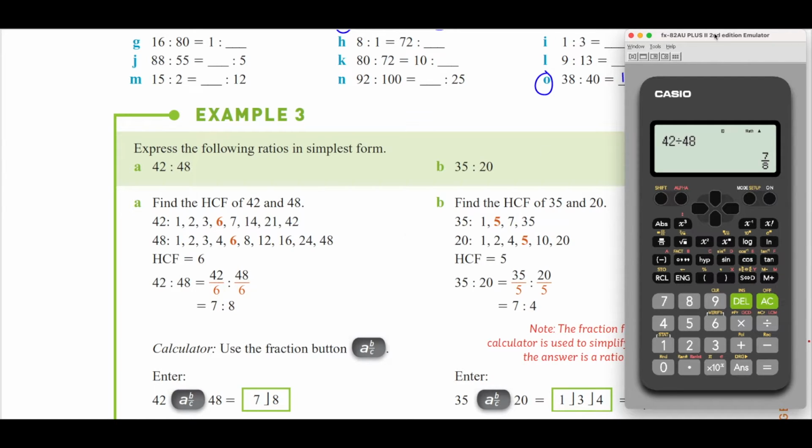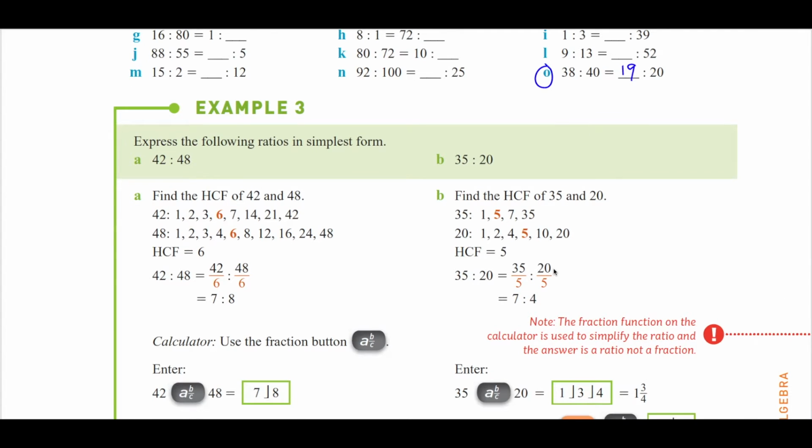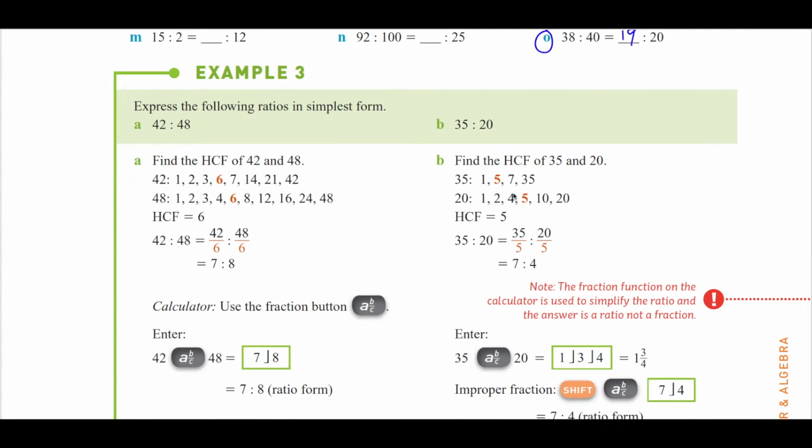Let's take a look at the next question. 35 to 20. You can either type this or you can type that: 35 divided by 20, it's the same thing. It equals 7 over 4. So then I can write this as 7 to 4, you see? So that's the easy way to do this, and that's the way that I recommend, because finding the highest common factor can take quite some time.